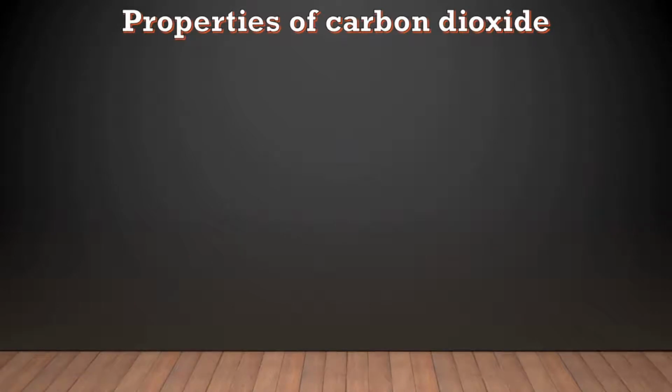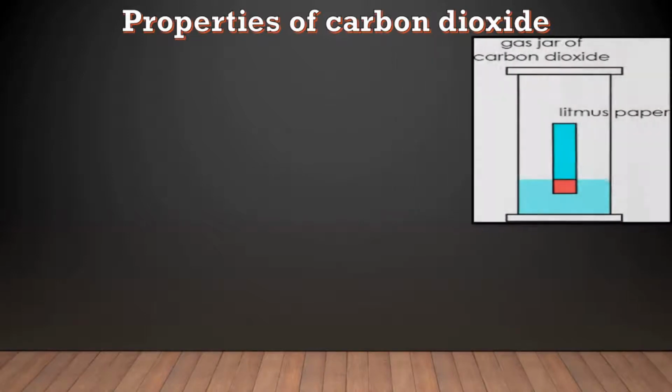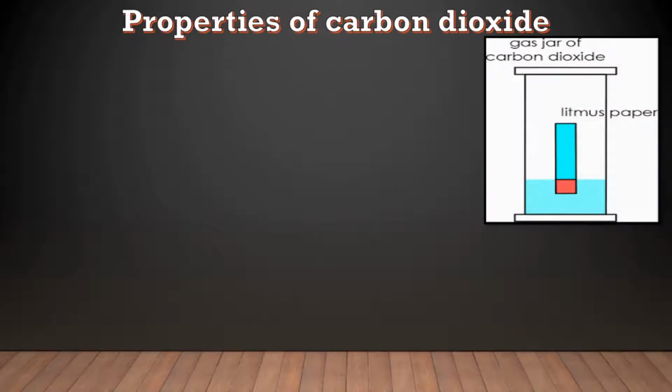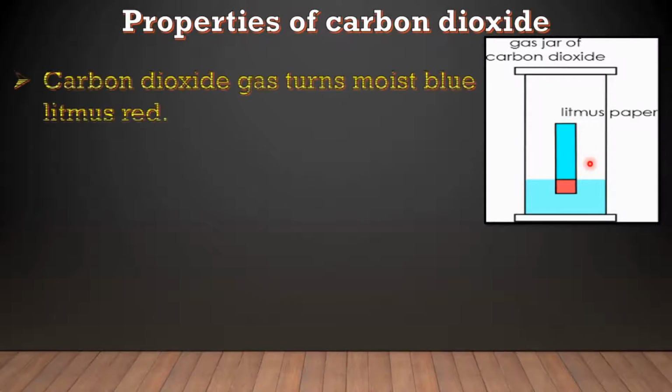Let us discuss some chemical properties of carbon dioxide. When we place a moist blue litmus paper in the gas jar containing carbon dioxide, carbon dioxide reacts with the moisture on the paper, forming an acidic solution, and hence blue litmus turns red.